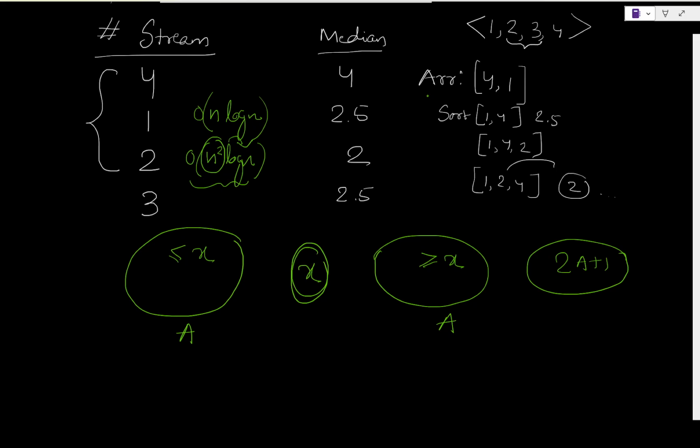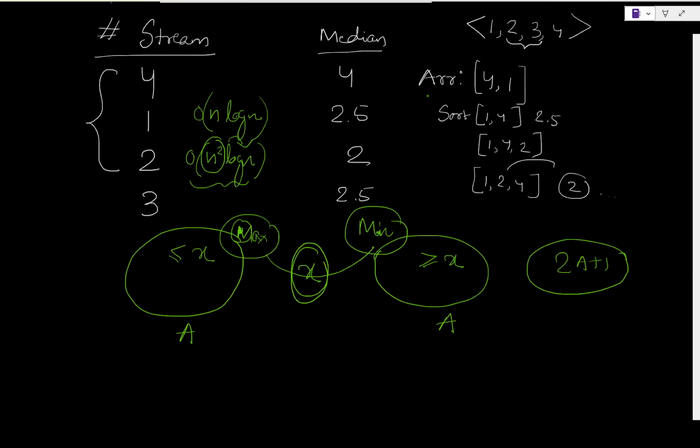Or what could happen is, let's say there is no such x, I mean there are an even number of elements, in which case you pick the largest element from the left hand side and you pick the smallest element from the right hand side. So you take the max from the left hand side and the min from the right hand side and you take their average. That is your median, right?